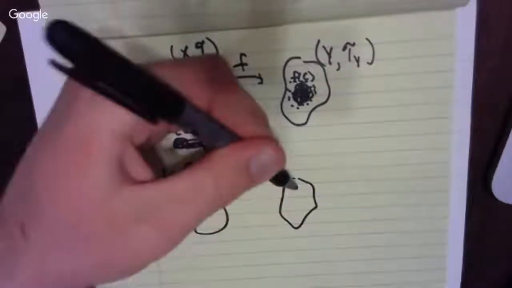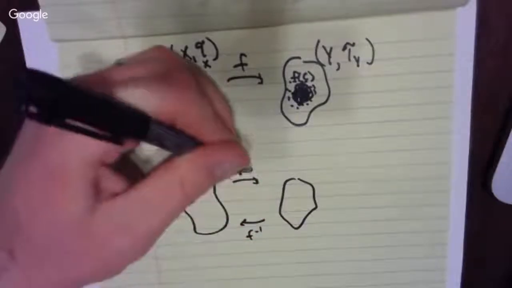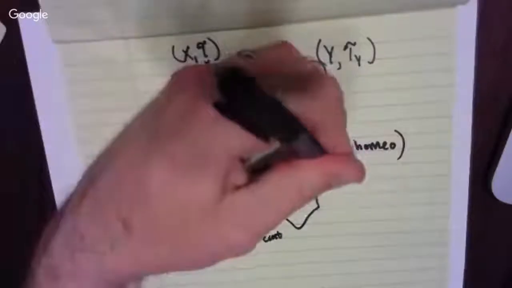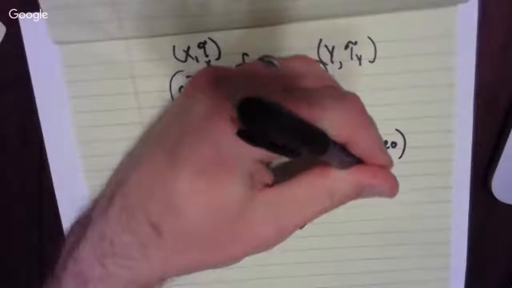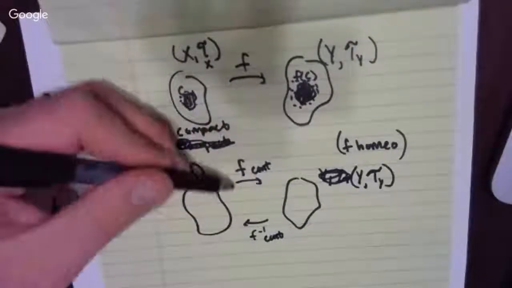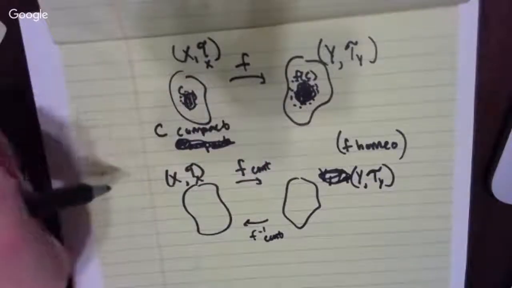That means F is bijective, F is continuous, and F inverse is also continuous. So again, F is a homeomorphism between (X, T_X) and (Y, T_Y). If this space is compact and I've got a homeomorphism, we're saying any space that's homeomorphic to it is also automatically compact. That's kind of a consequence of the previous theorem, but it's important enough that they call it a theorem anyway.